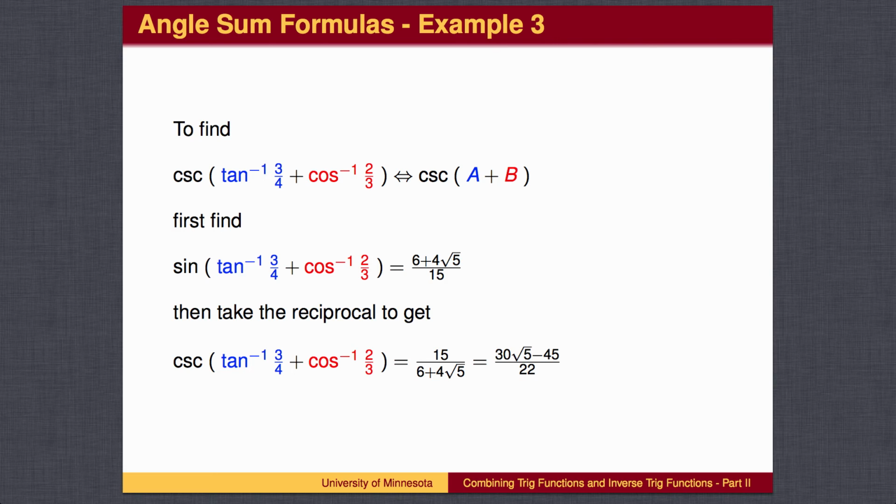Here's a third example. In this problem, we are asked to find the cosecant of angle plus angle. We don't have a cosecant formula, but we do know the cosecant is the reciprocal of the sine. So we first find the sine value, which was the first example, and then take the reciprocal to get the final answer. In the final step, we rationalize the denominator, a calculation you may wish to do by hand.